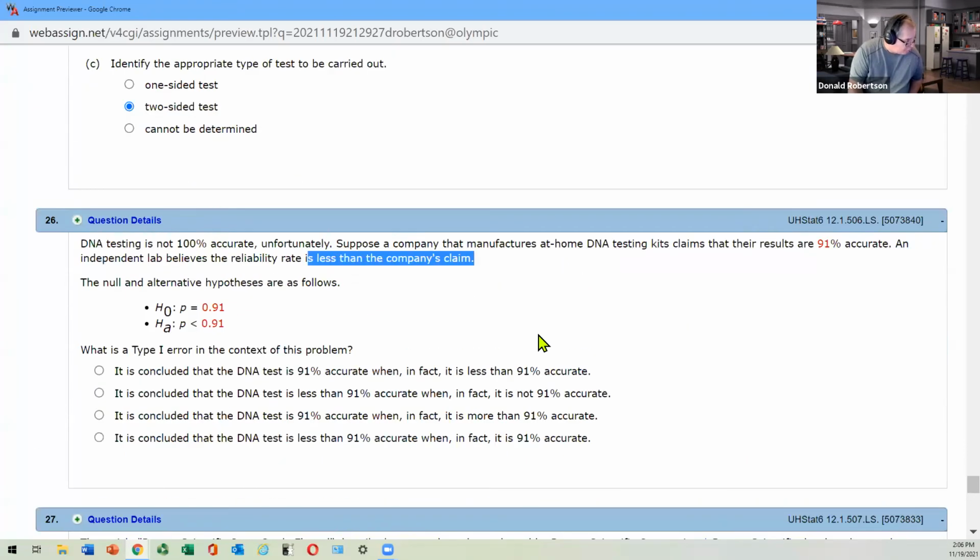Now, isn't a type 1 error then, you say this, right? When in fact, it's not true. So you say it's less than 91 when in fact it is 91. So let's see which one that works for. It's included this is 91 when in fact it's greater than, and it's less than 91 when in fact it's not. Because this is less than 91 in fact, there it is. That's the one that makes that one up.